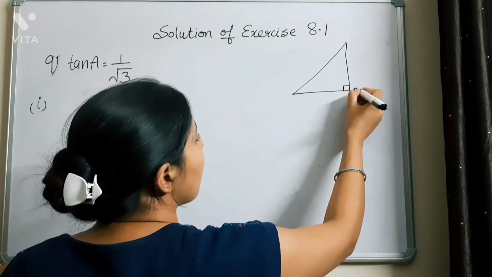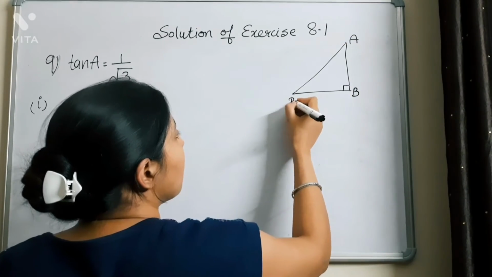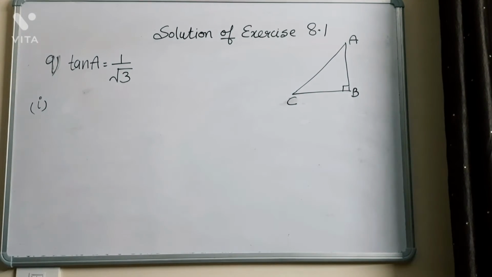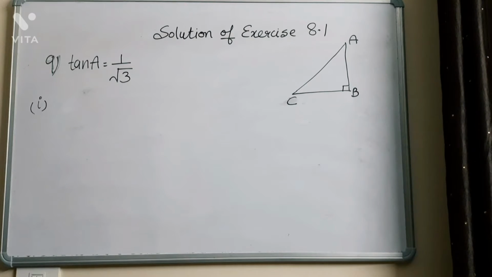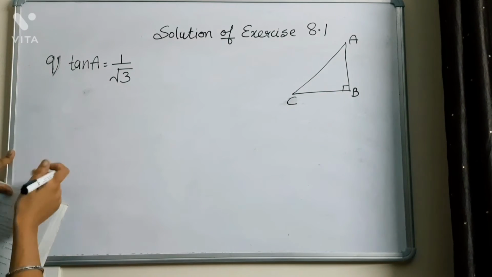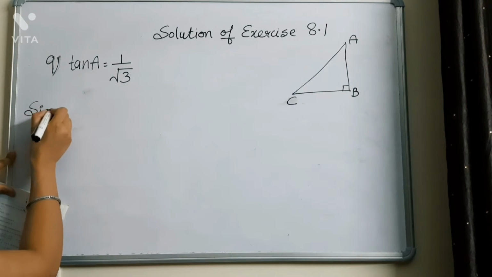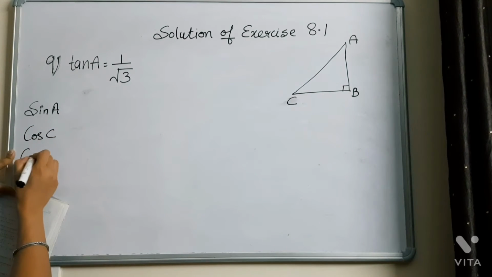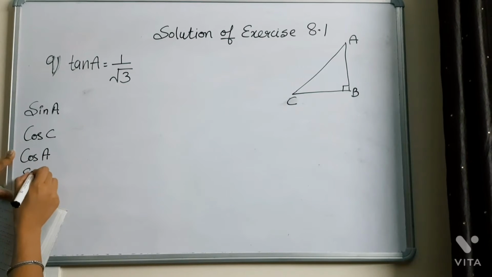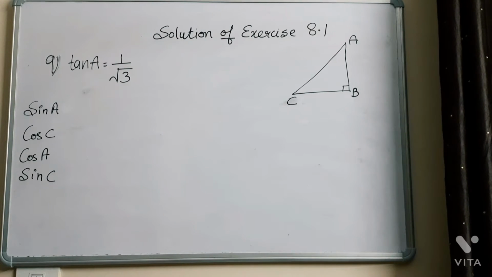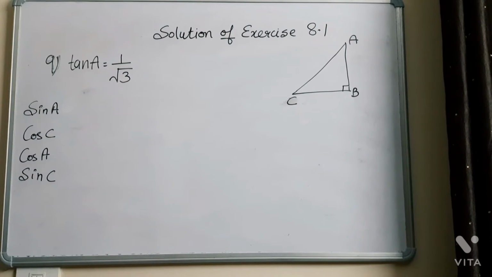So this is a triangle which is right angled at B. Let's suppose this is A, and this is C. These are the things given to you. For solving this question, you have to find the value of sin A, cos C, cos A, sin C. I'm just writing rough data here. This is the data you require for solving part 1 of this question.